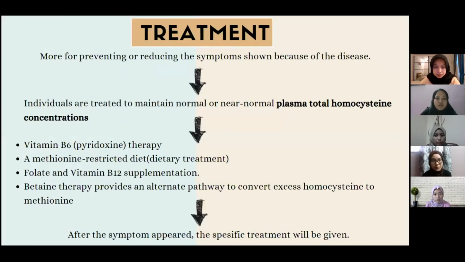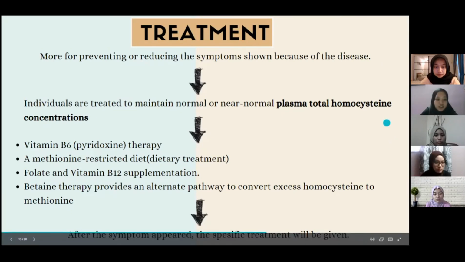After the diagnosis part is done, the treatment will be given. However, for this disease, treatments are more for preventing and reducing the symptoms shown because of the disease. Individuals will be treated to maintain normal or near normal plasma total homocysteine concentration.